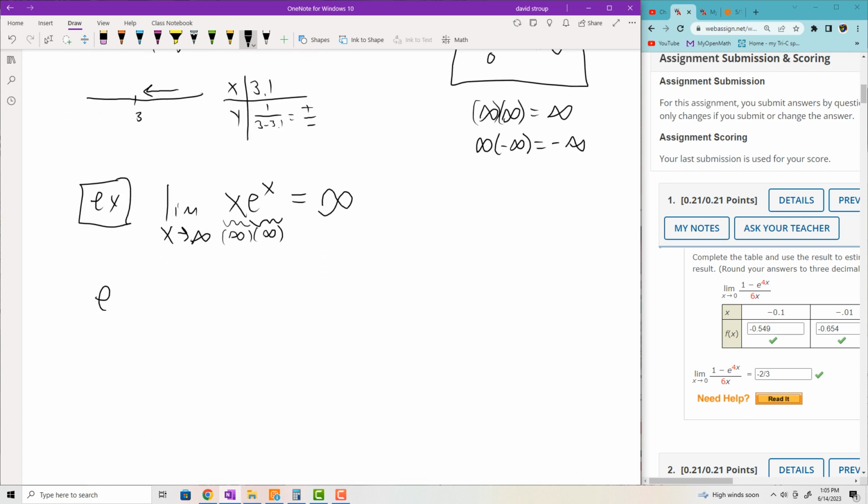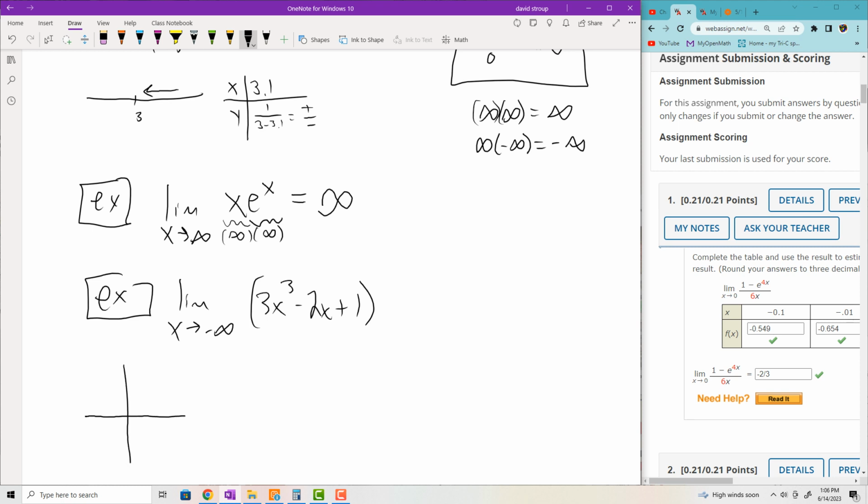We should be able to handle polynomial type forms. So, for example, the limit as x goes to negative infinity of 3x cubed minus 2x plus 1. You can look at the shape of the curve. If it has an odd degree, it's going to have either this shape, where it does something maybe funny in the beginning and then goes in the middle and then goes out like that, or it's going to have this shape and then go down like that, right?